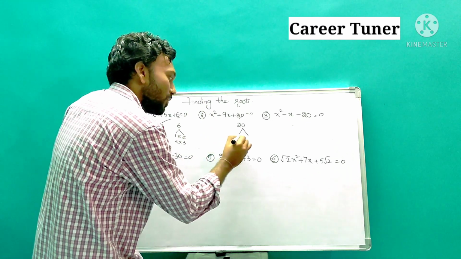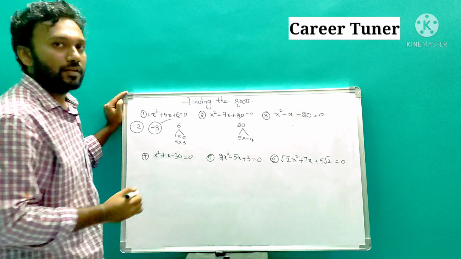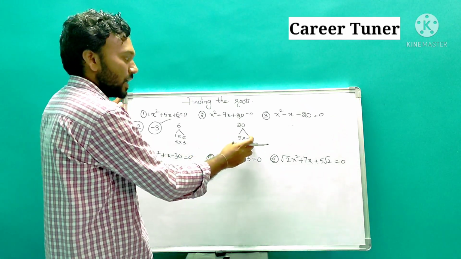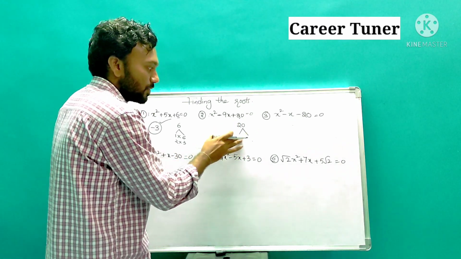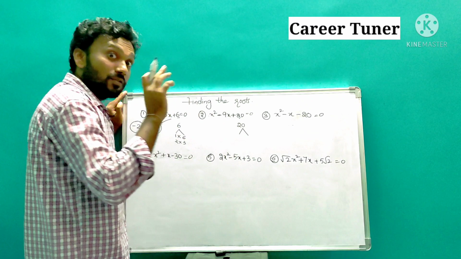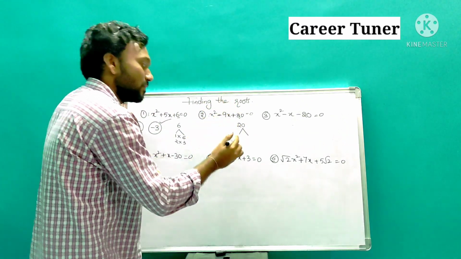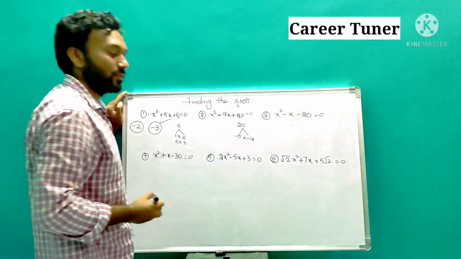So what I am going to do? I am going to write it as 5 into minus 4. Suppose I write 5 into minus 4, then what happens? 5 into minus 4 is not 20. So this case also is not possible. So I need to take a case where I get 20 and I should get negative terms. So what I am going to do? I am going to write minus 5 into minus 4.